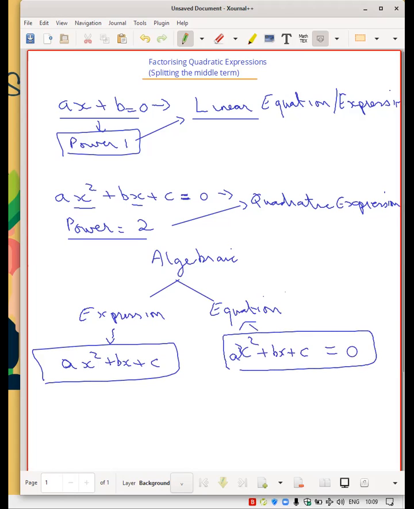Then we also have an inequality. What is an inequality? Instead of the equal to sign, we will have a less than or greater than sign, or less than or equal to, or greater than or equal to. Right? We will be covering inequalities also later on. Okay.